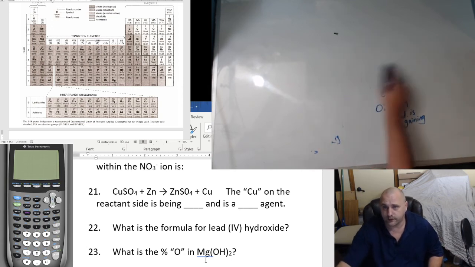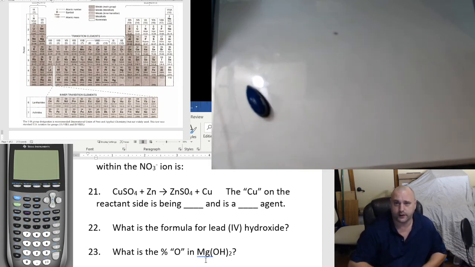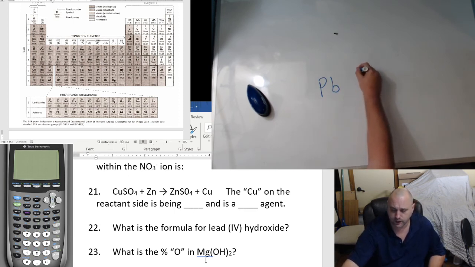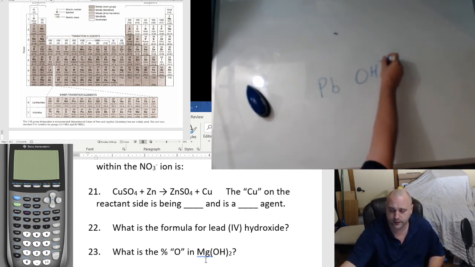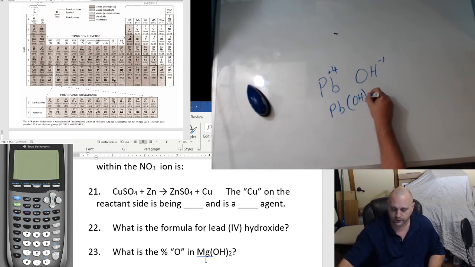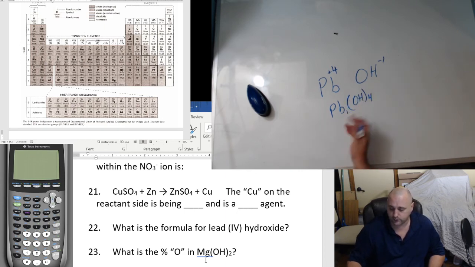What is the formula for lead(IV) hydroxide? Pb. Hydroxide is OH, it's got a -1. Pb, it's telling me that is a 4. So this will be Pb. I need to have parentheses because it takes 4 of them. And this one comes down here, which we usually just leave off. So make sure you check the ratio of 1 to 4.